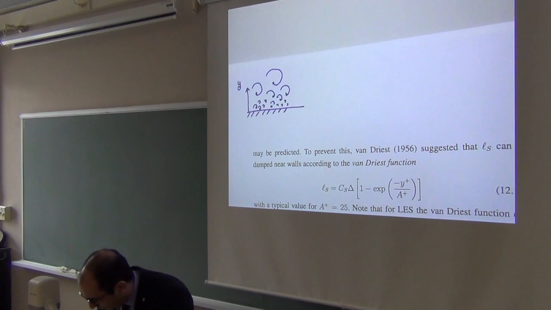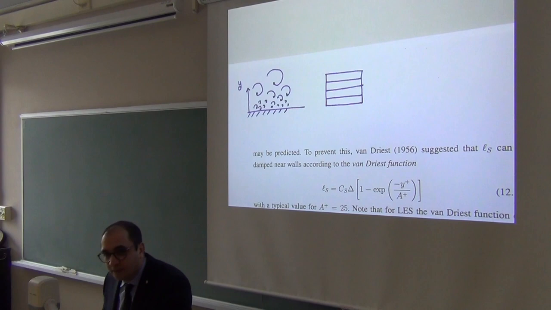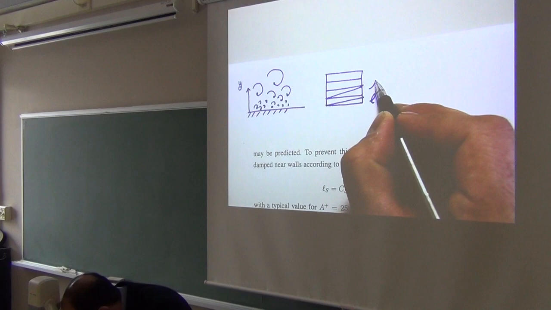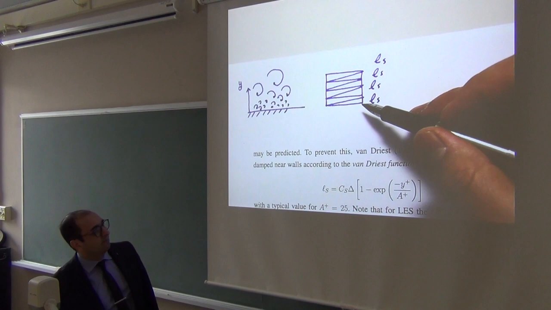hand, if I bluntly threw a mesh here which was uniform in spacing, and I neglected the fact that the mesh must be resolved near the wall, then the Smagorinsky model is going to assume the same mixing length for all of these. Right? Because mixing length from the point of view of large eddy simulation is just calculated with the local grid filter, or delta.